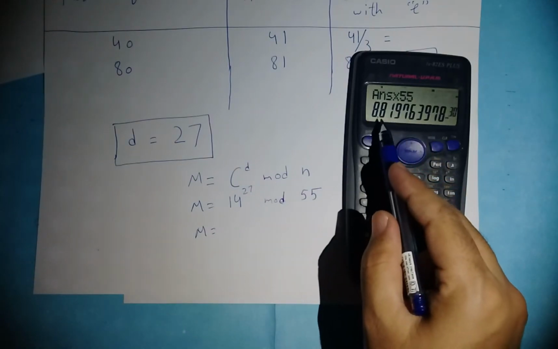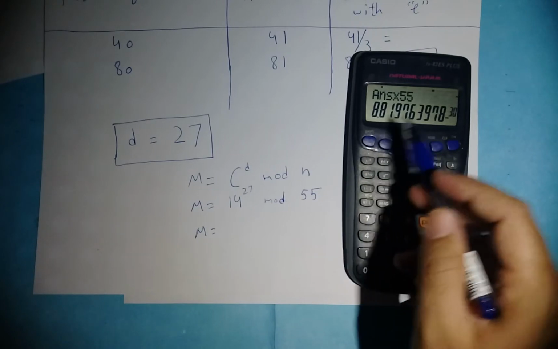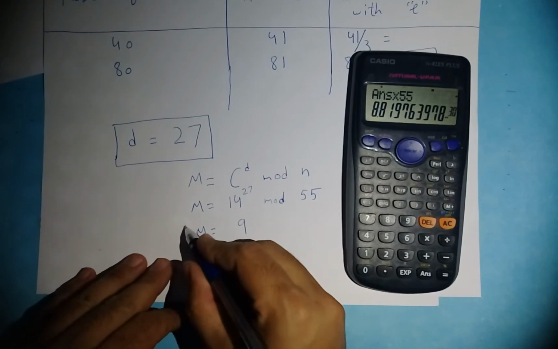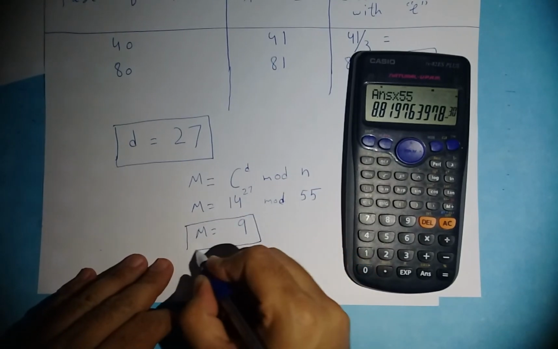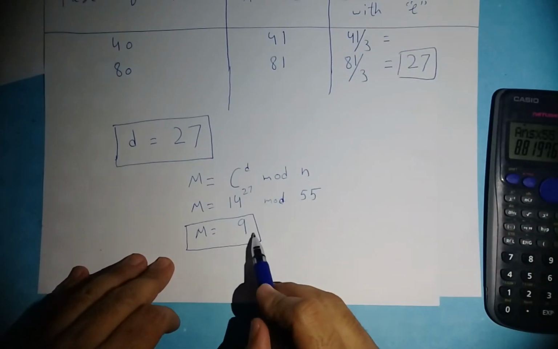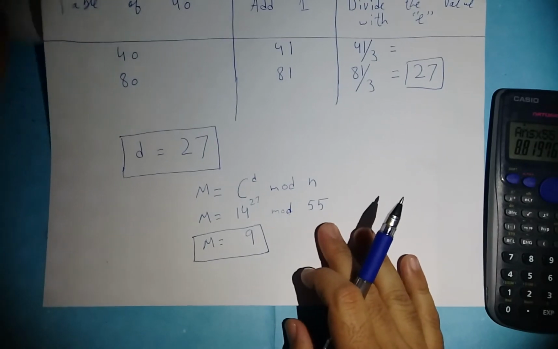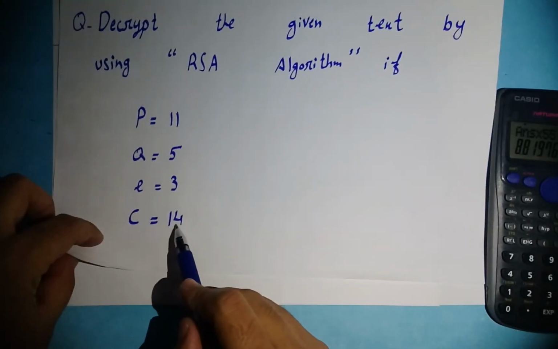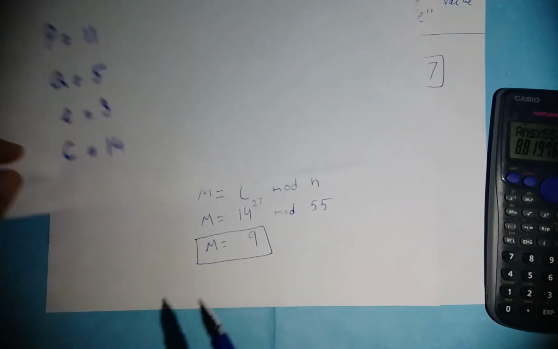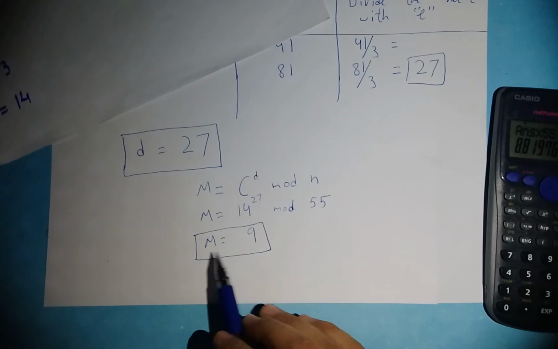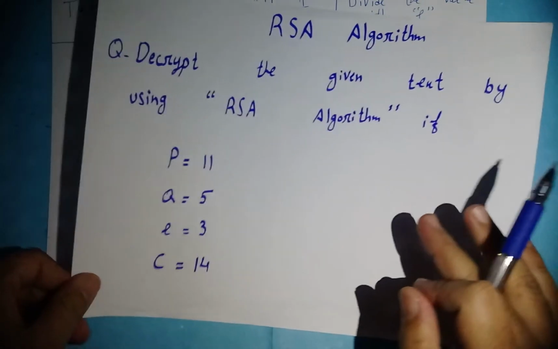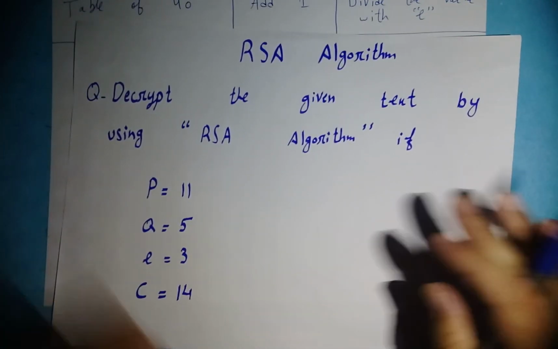So when you see that your answer is 8.7 or 8.8, you will just consider your answer as 9. So now I have got the plain text, which is 9. Basically I had the cipher text which is 14, and when I converted this cipher text into plain text by using the RSA algorithm, I got the answer m is equal to 9. So that's how you can decrypt the text by using the RSA algorithm.